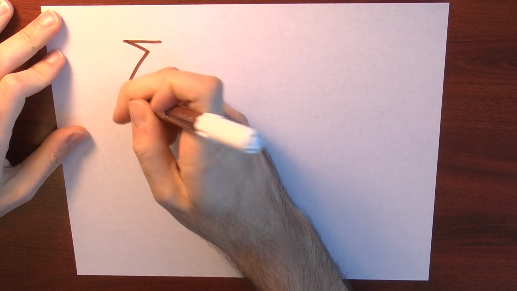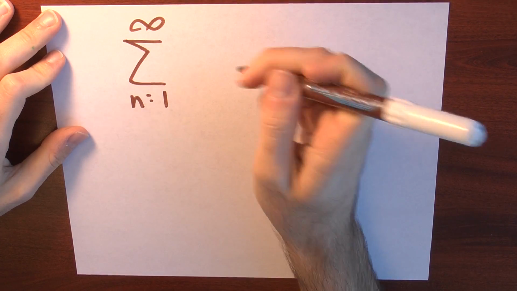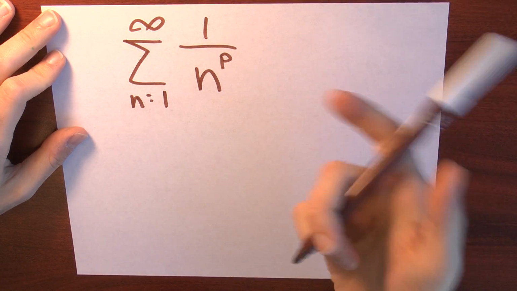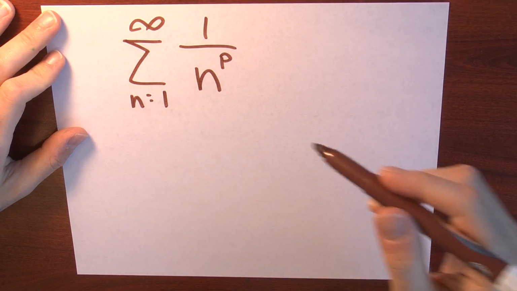When I say P series, this is what I mean. I mean the series, the sum as n goes from 1 to infinity, of 1 over n to the p, for some fixed real number p. The question then is, for which p does the series converge?